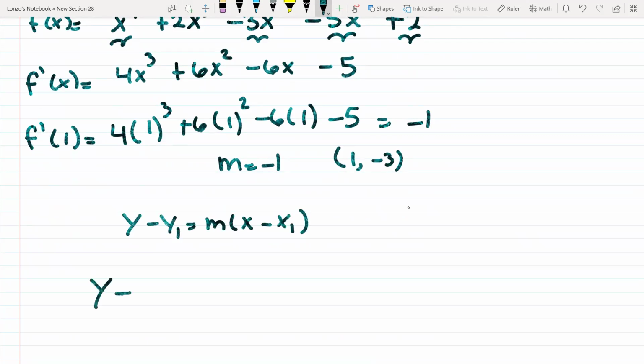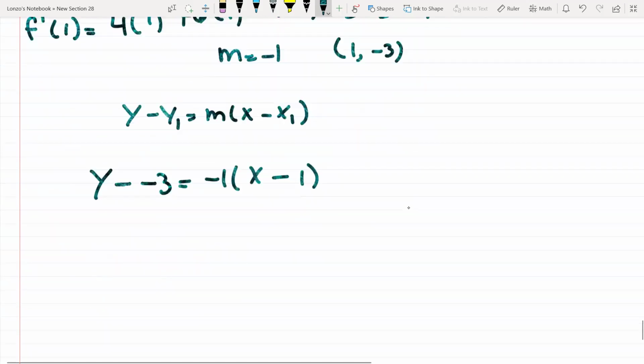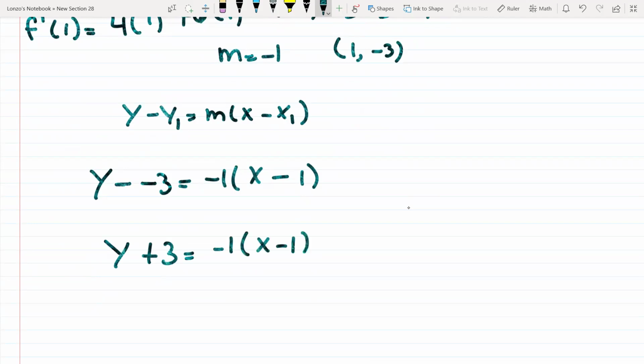So it's y minus y1, which is negative 3, m is negative 1, x minus x1 is 1. So over here, 2 negatives becomes a positive. And then you can just leave it like this. Okay, so you can leave it like that.